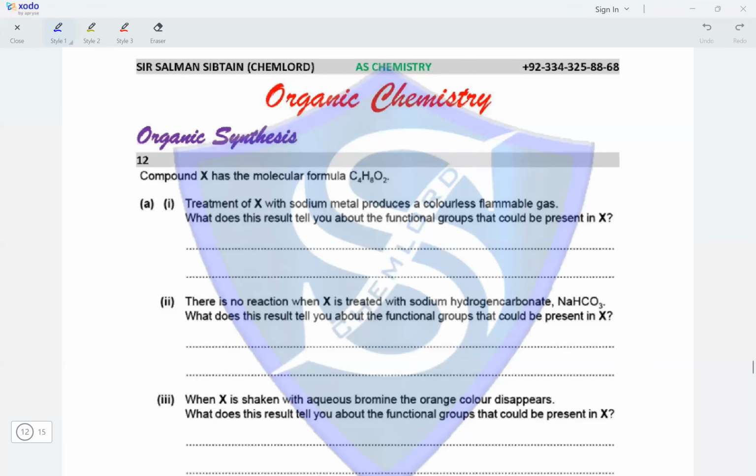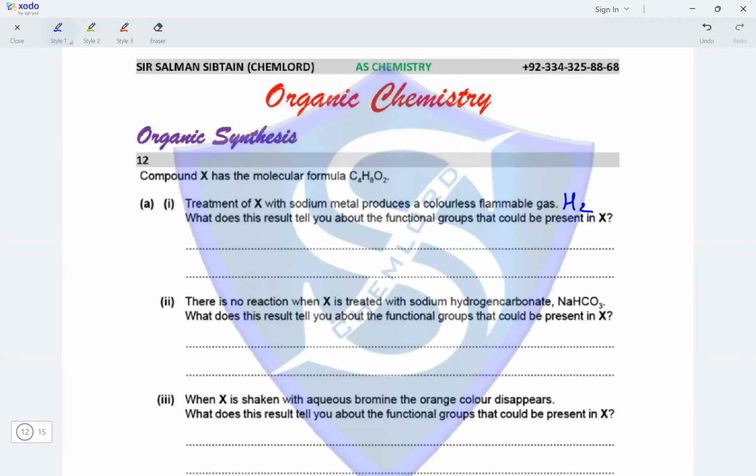Question 12. Compound X has the molecular formula of C4H8O2. Treatment of X with sodium metal produces a colorless flammable gas. Sodium metal would result in the production of hydrogen gas. So this gas is hydrogen. What does this result tell you about the functional group that could be present in X?